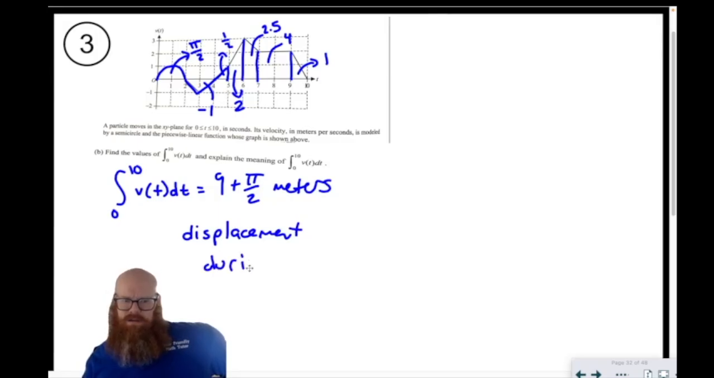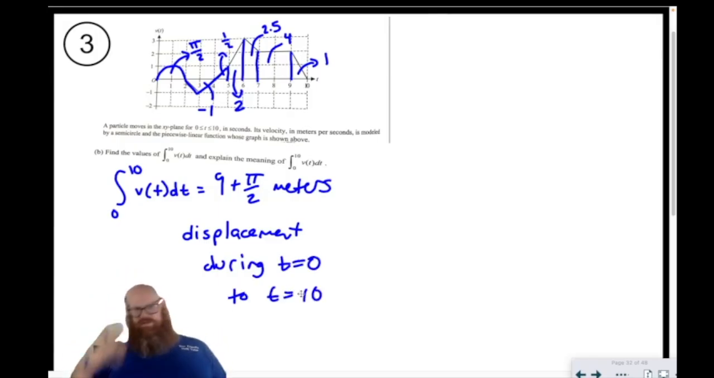during t equals 0 to t equals 10. So it's just the particle's displacement. All right. Moving on.